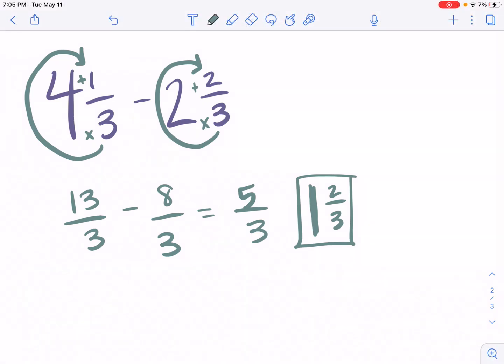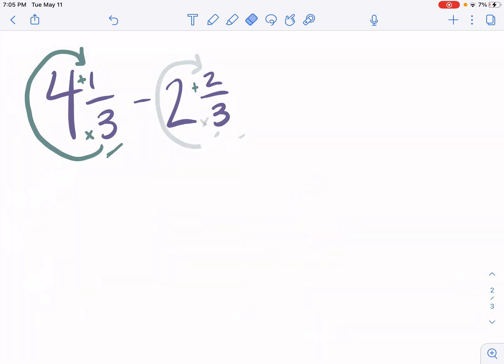So here's one way that we can subtract mixed numbers where we can't just subtract the fractions. We can't take 2/3 from 1/3. Remember, we just turned them into improper fractions, and then subtracted and turned them back into a mixed number. But there's another method. So if I erase all this stuff, I can show you something else.